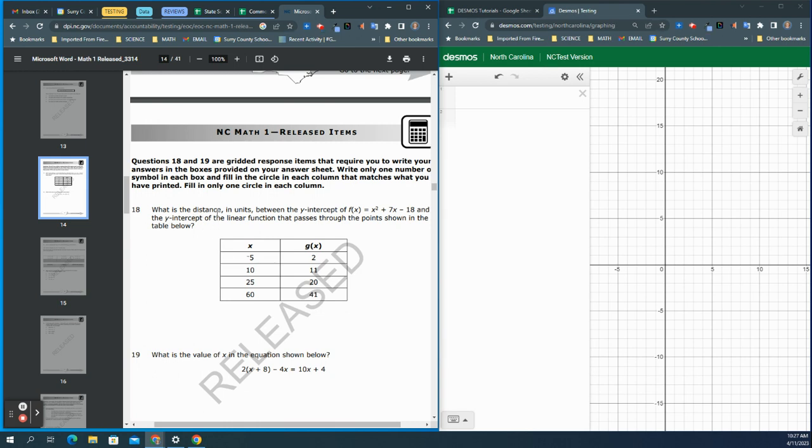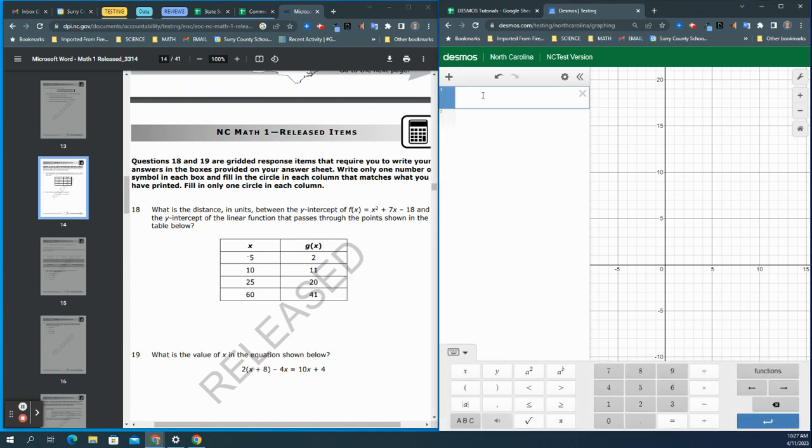This question is asking what is the distance in units between the y-intercept of this equation, which is obviously a quadratic, and the y-intercept of the linear function that passes through these points. So let's first graph this function.